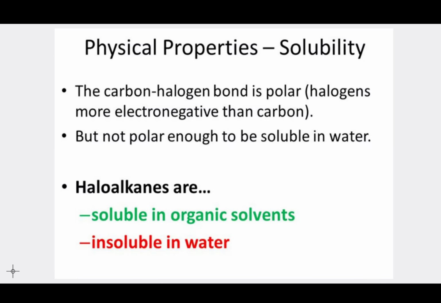All right? So the physical properties, now the solubility of halogenoalkanes, right? The carbon to halogen bond is polar, as we spoke about, but not polar enough to be soluble in water. So halogenoalkanes are soluble in organic solvents and insoluble in water, right? Organic solvents like toluene, methylbenzene, and also substances like ethanol, those types of things, right?